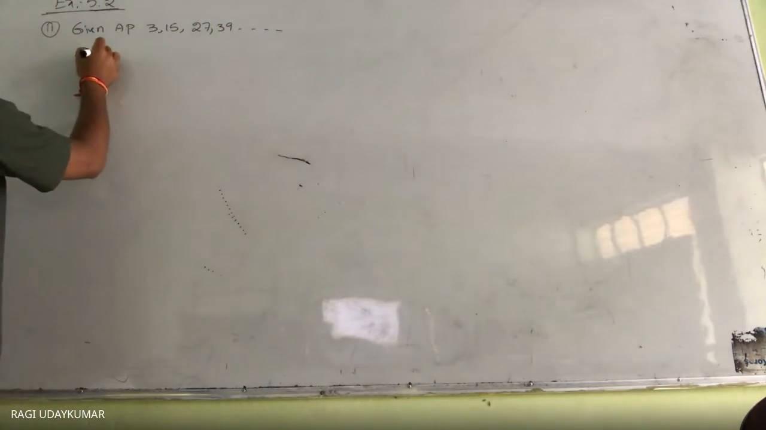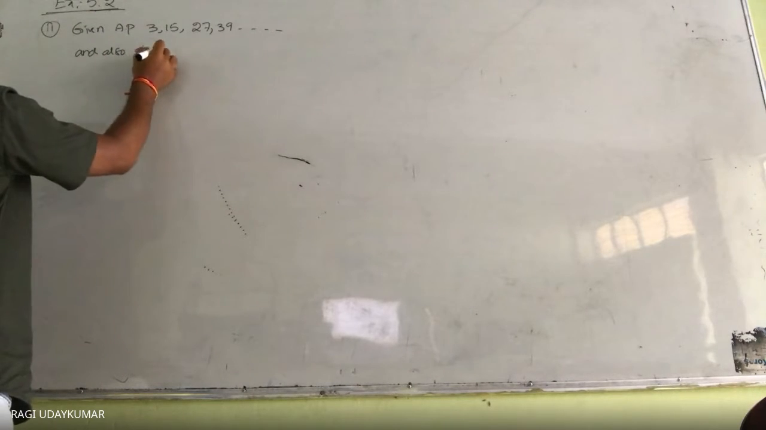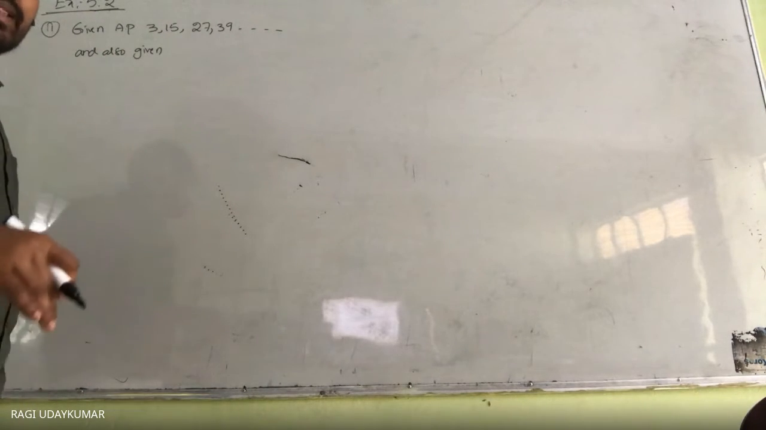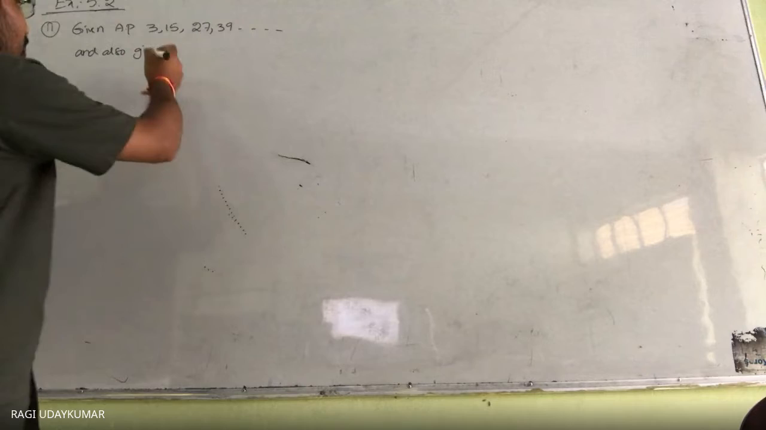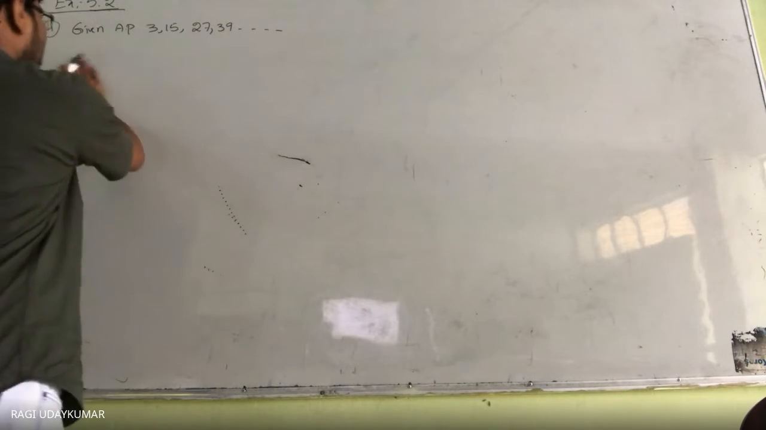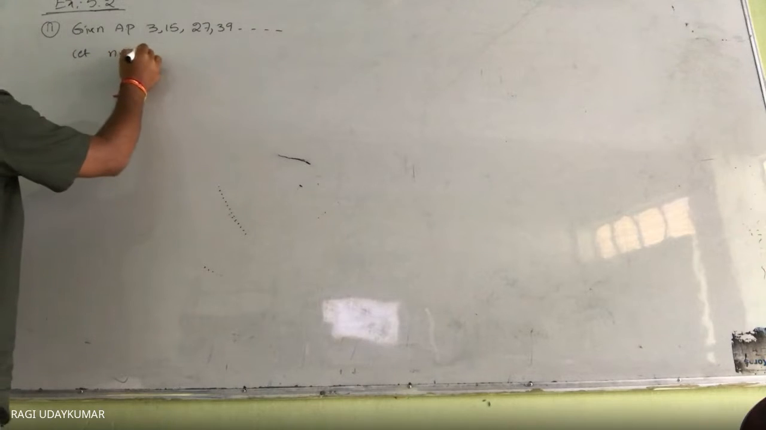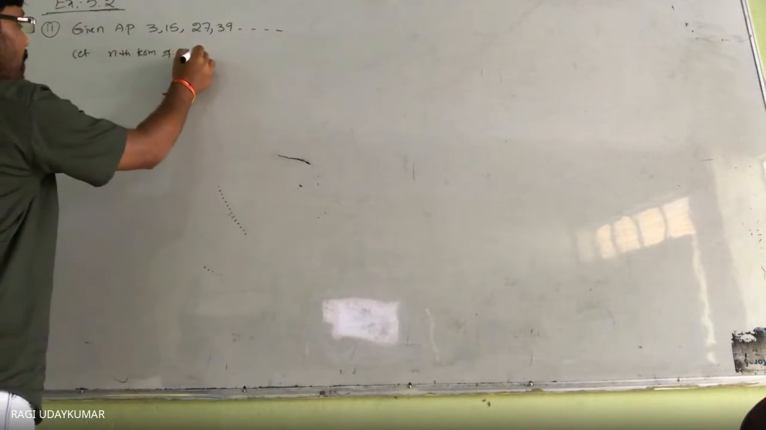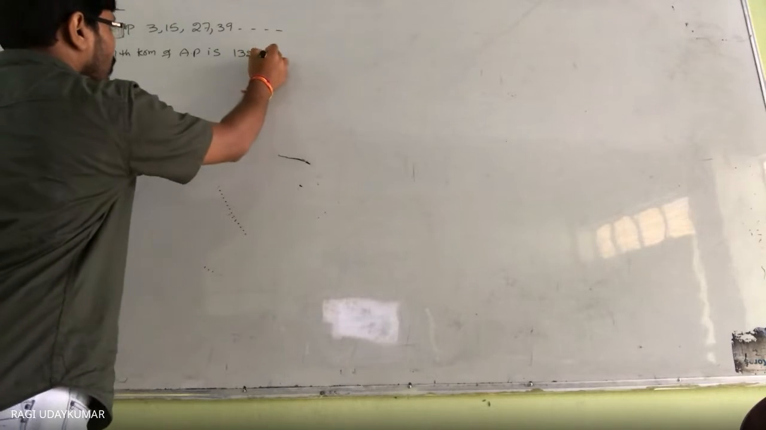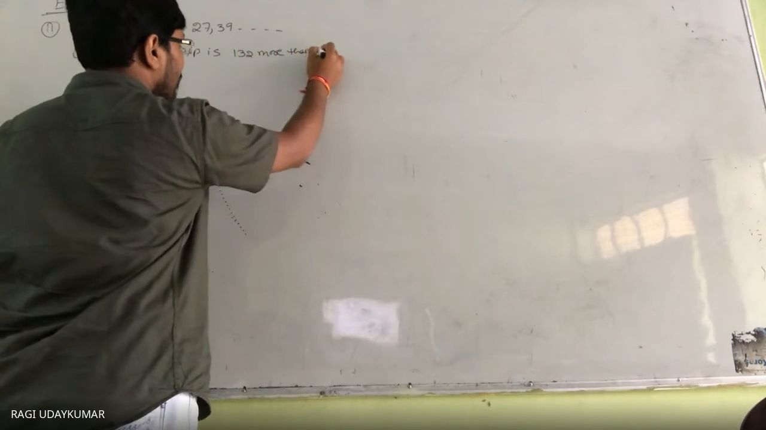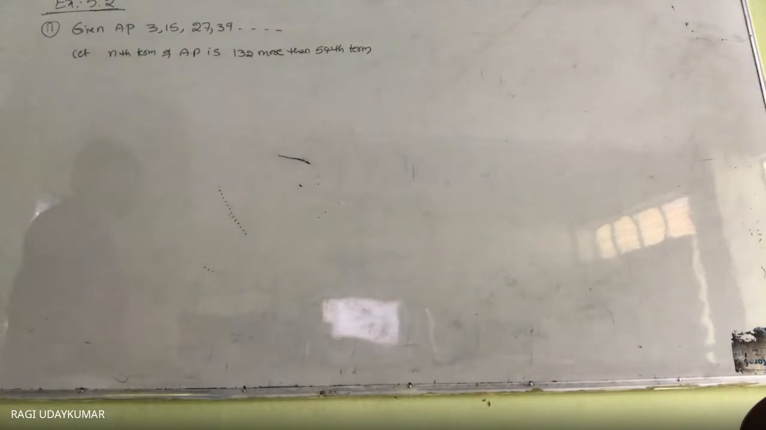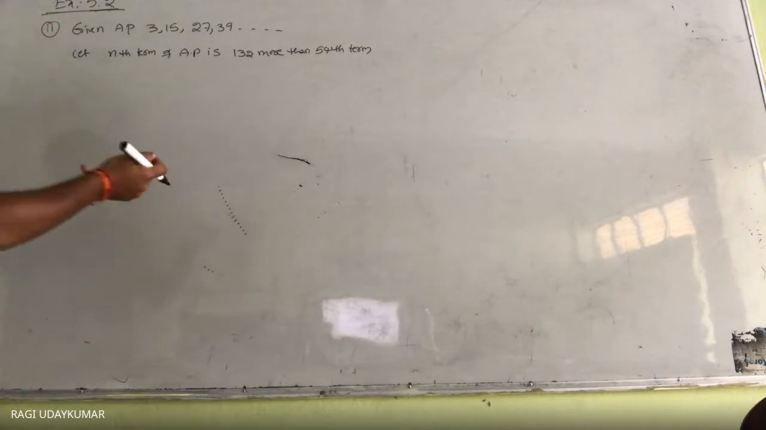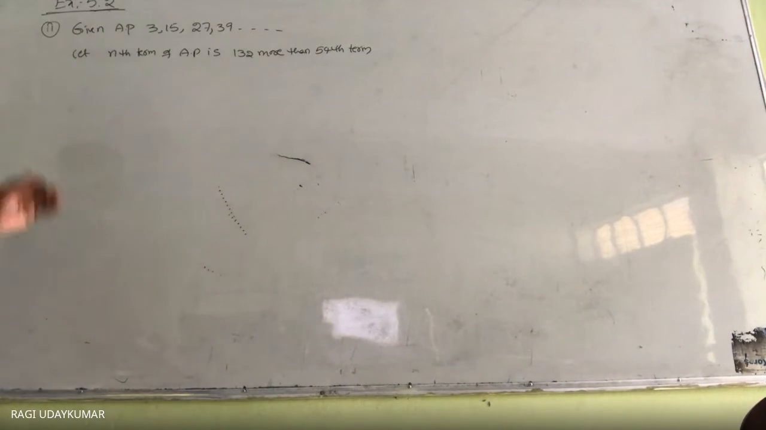And also given, what is here? 132 means which term of an AP is 132 more than the 54th? Let the nth term of the AP be 132 more than the 54th term. Which term is being asked? So let us consider the nth term is 132 more than the 54th term.